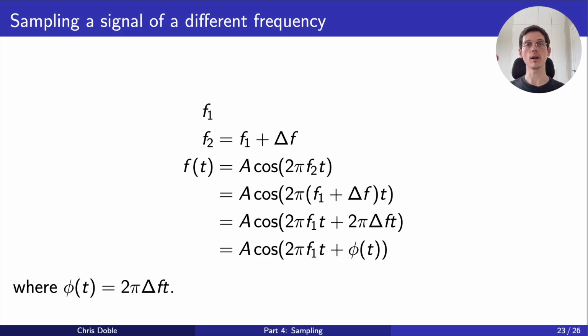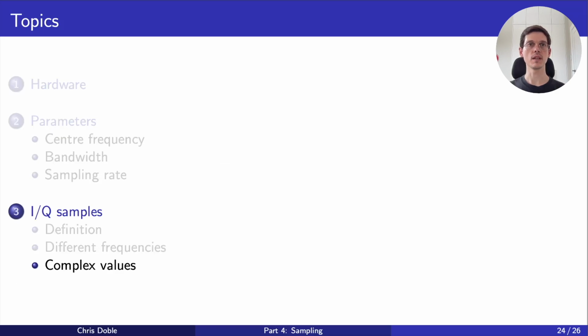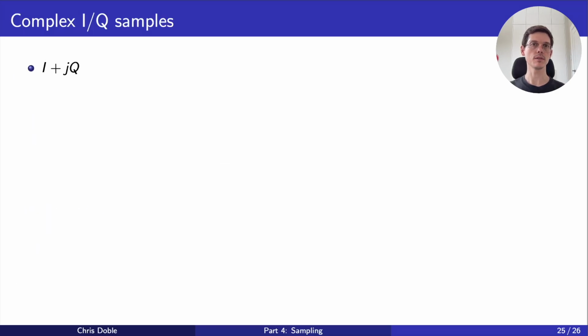The final thing I'll say about IQ samples is that they're often expressed as complex numbers. In this representation, I is, somewhat confusingly, the real component, and Q is the imaginary component. This convention will make things a little easier for us down the track, so let's adopt it. However, it does change our analysis of bandpass sampling a little bit.